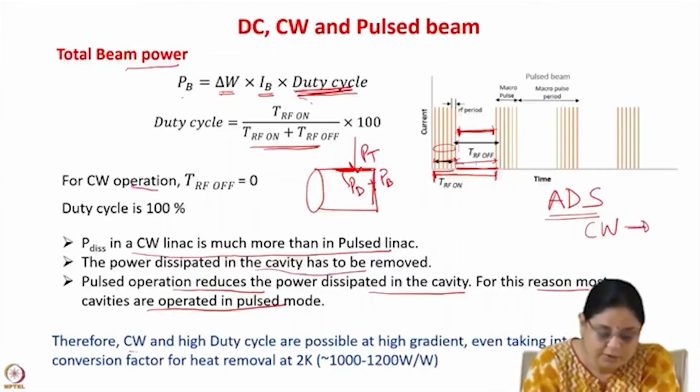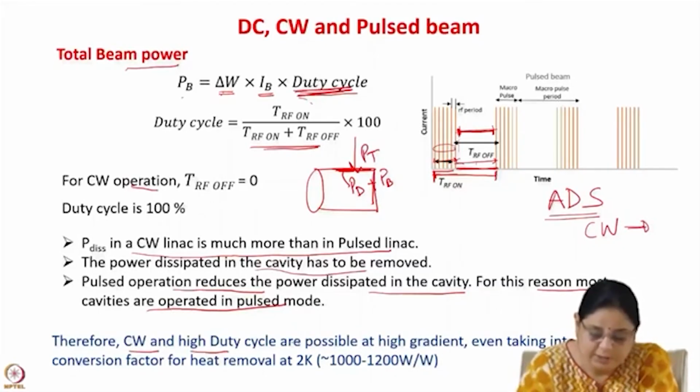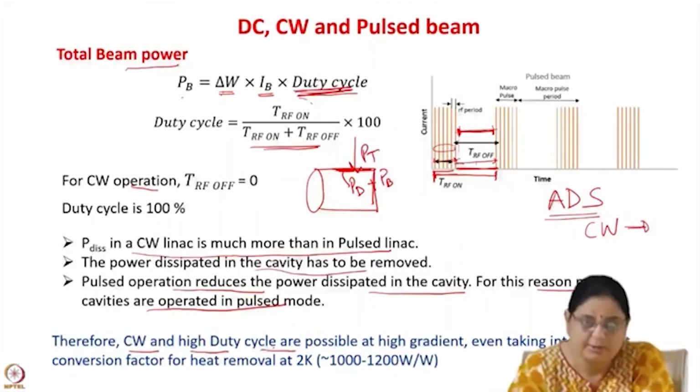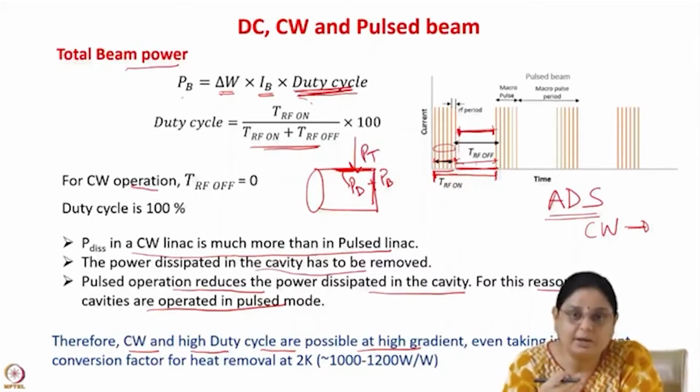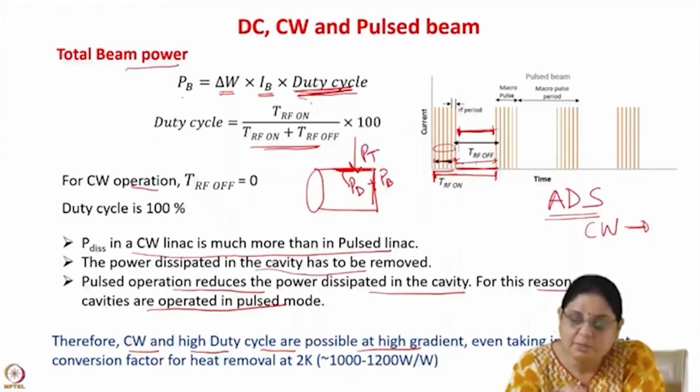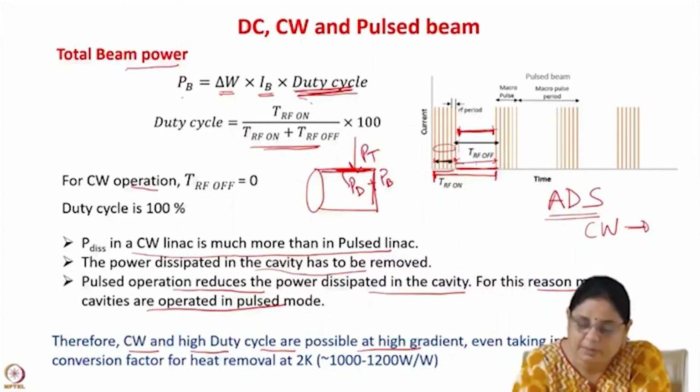So therefore, for CW as well as high duty cycle accelerators, using high gradients, it is possible to make these accelerators using superconducting technology, because in superconducting technologies the power dissipated in the cavity is very small, or almost negligible. So you can use superconducting cavities for these applications.